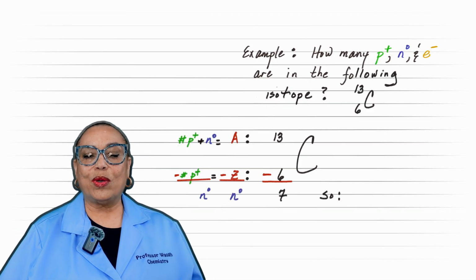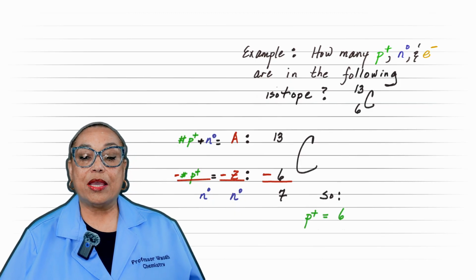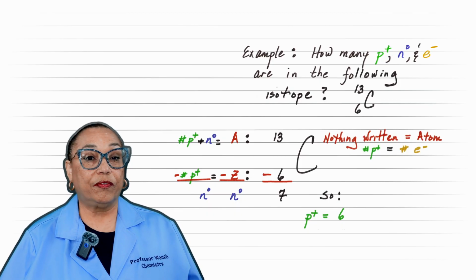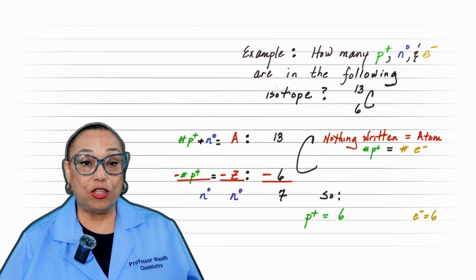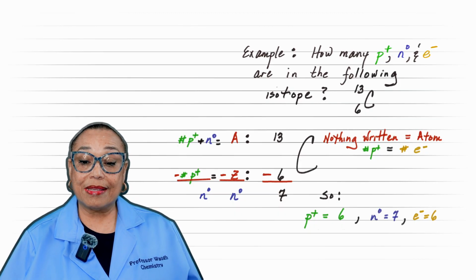So to answer the question, the number of protons is 6. There was nothing written at the top because it's an atom. So the number of electrons is 6. And you subtracted the A minus the Z to get your number of neutrons, and that is the number 7.